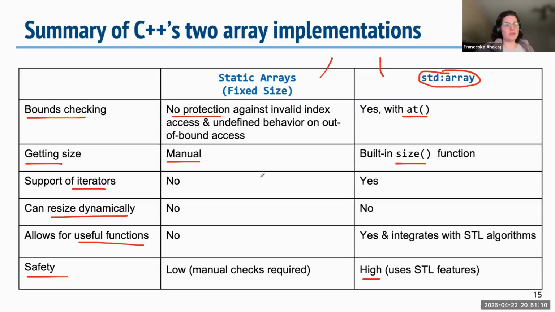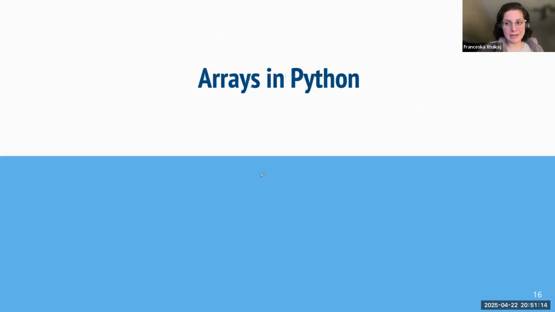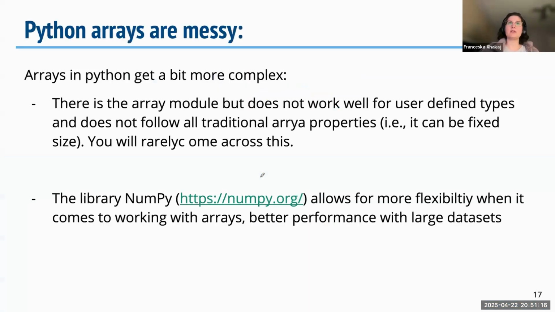So that is all about the arrays in C++. Let's very quickly talk about arrays in Python. Unfortunately, arrays in Python are a little bit complex. There is an array module, but it's not a good one. It doesn't follow traditional array properties. You will rarely come across or ever use it in your day-to-day life. So we decided not to discuss the array module in Python.